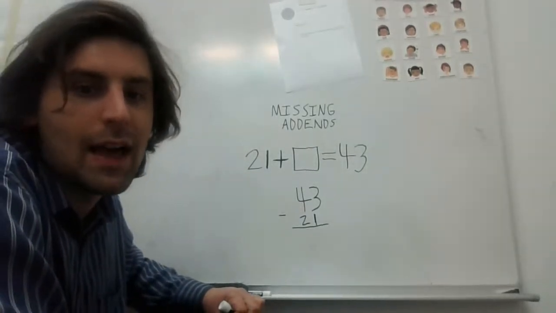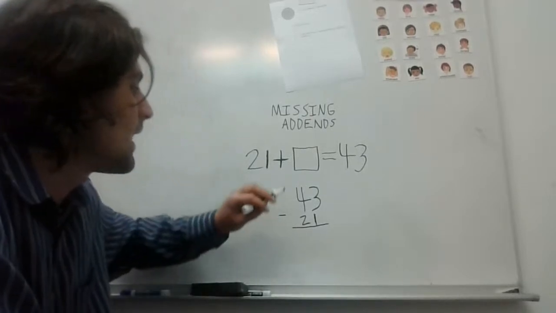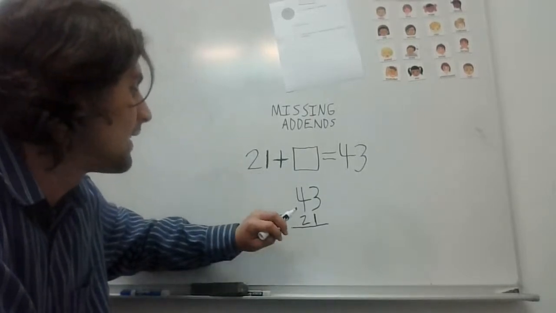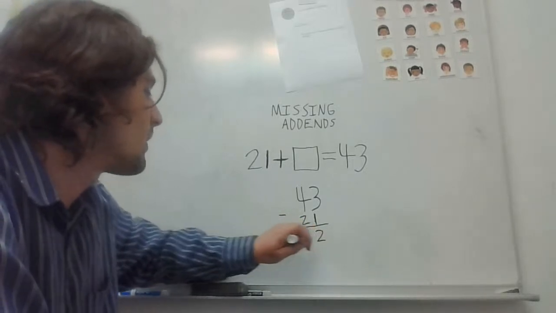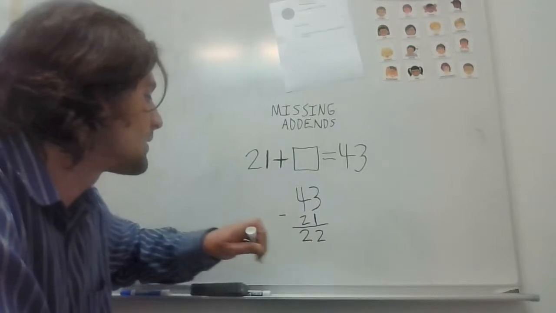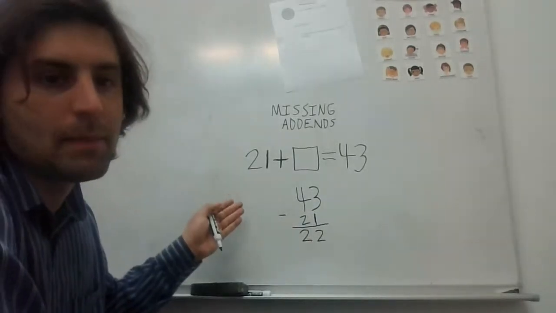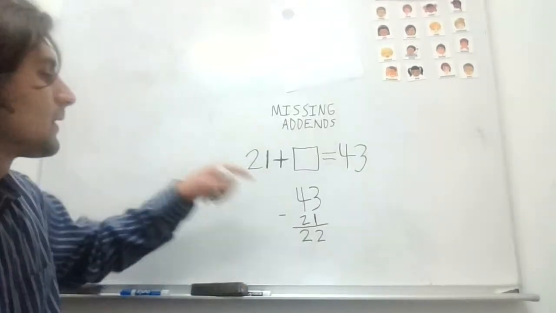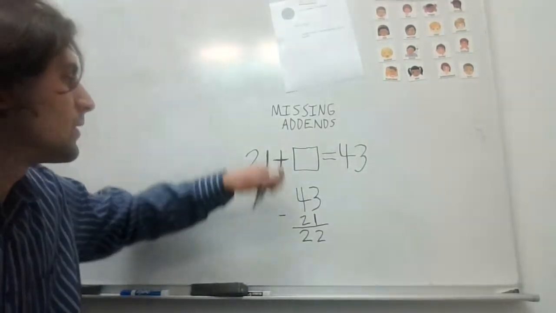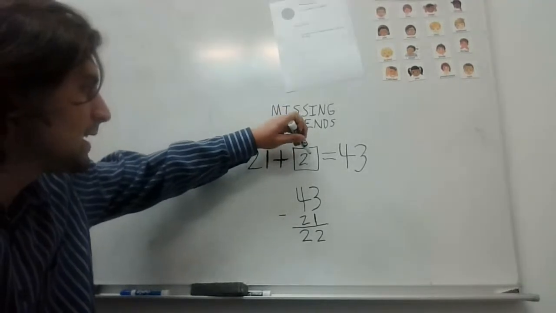Now, for those of you that are not in the chat and haven't watched this video yet, I'm going to go by the steps of solving it, and then I'm going to tell you if the chat was right or not. 3 minus 1 equals 2. 4 minus 2 equals 2. Our answer is 22, and the people following along in the chat are correct. So 43 minus 21 is 22, and the missing addend is 22.